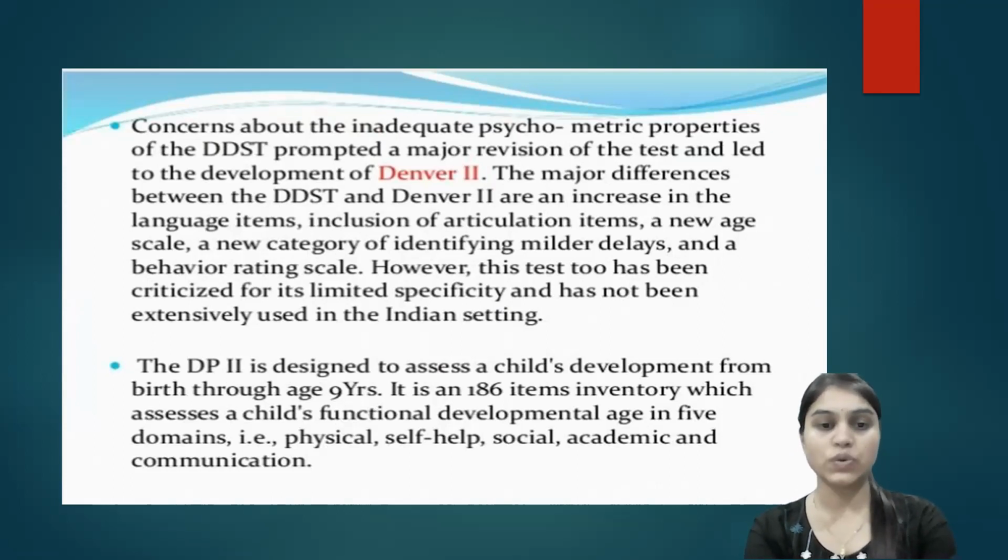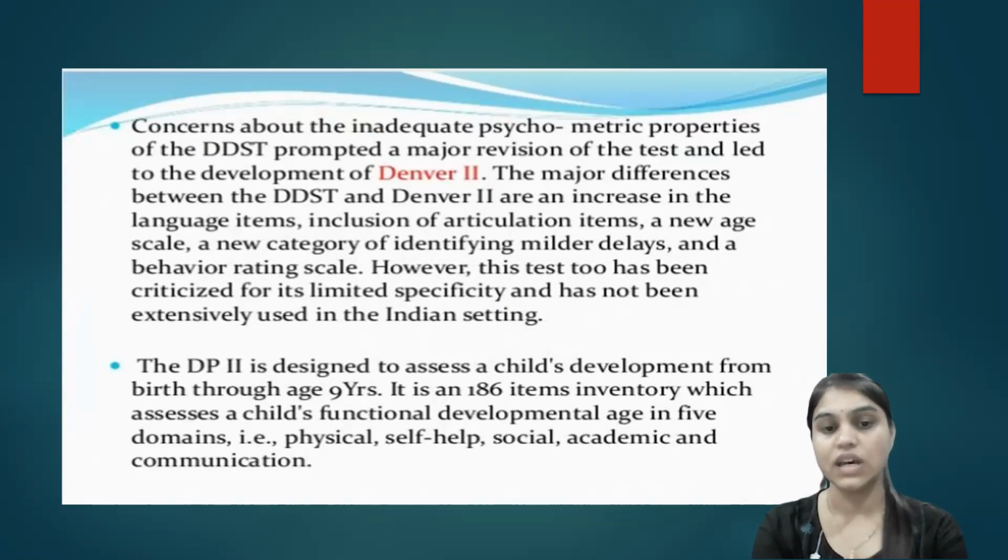The DPI-2 is designed to assess a child's development from birth through age 9 years. It is an 86-item inventory which assesses a child's functional developmental age in 5 domains: physical, self-help, social, academic, and communication.